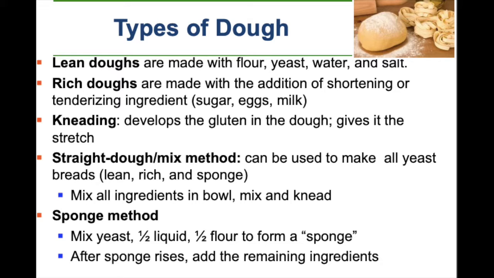The sponge method, you mix your yeast, half of the liquid, and half of the flour to make a spongy looking thing. After it rises, you put the other ingredients in there with it. So the rest of the liquid, the rest of the flour, everything else too. And that's how you do the sponge method.